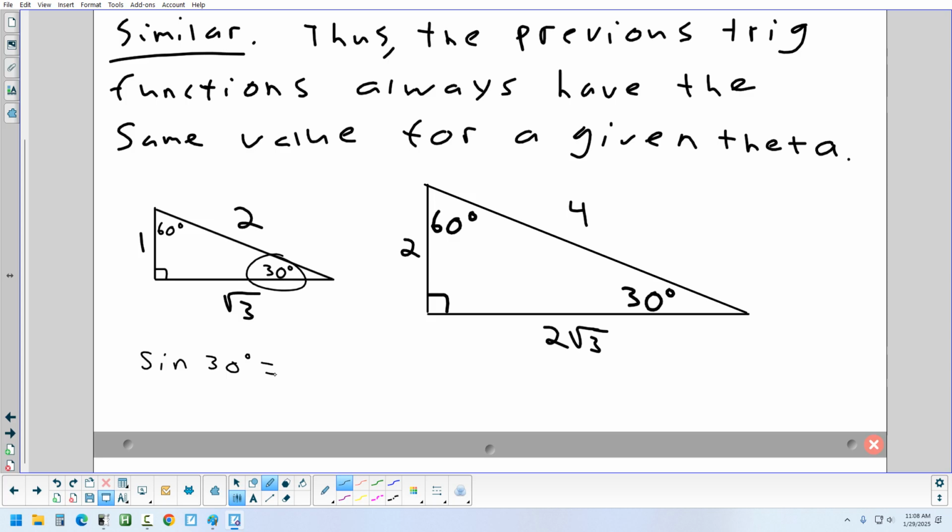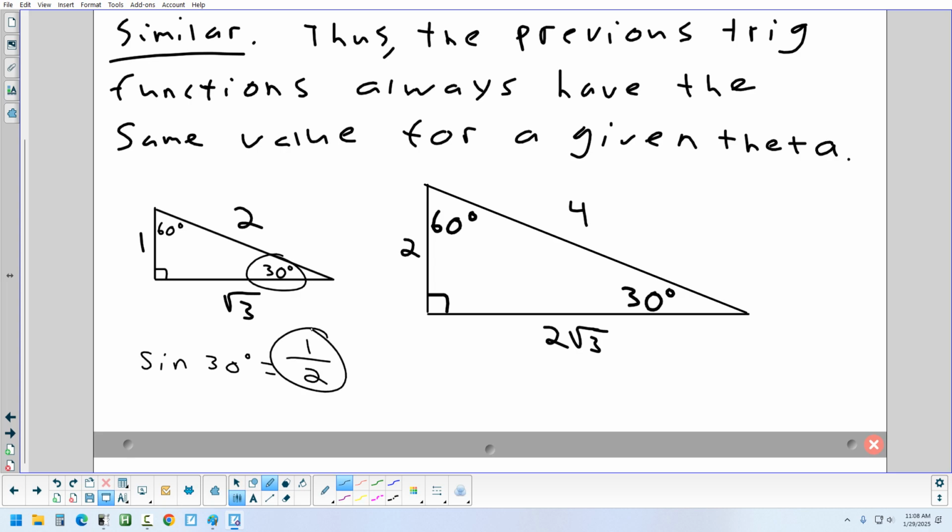What did we say the definition of sine is? It's what? Divided by what? Yeah? Opposite over hypotenuse. Opposite over hypotenuse. What's the opposite side from the 30 in this triangle? 1. And what's the hypotenuse? 2. So the sine of 30 is a half.